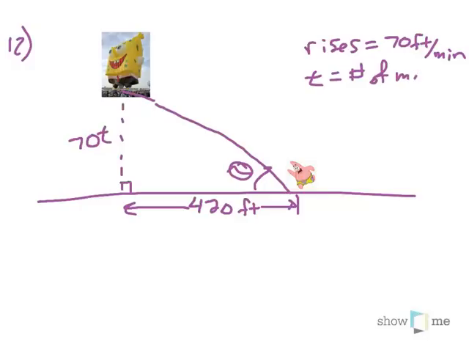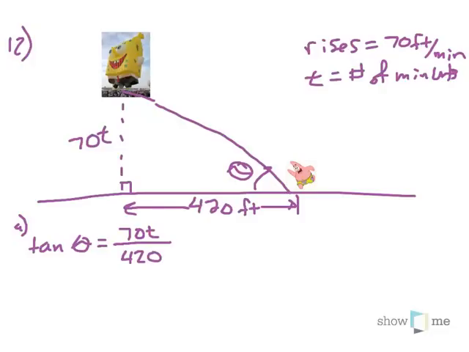So question A, write an expression for the altitude. 70t is the altitude, in terms of t minutes in the angle of elevation, theta. So we could simply write tangent of theta, this is part A, equals the opposite leg, 70t, divided by the adjacent leg, 420. That is good enough for part A.